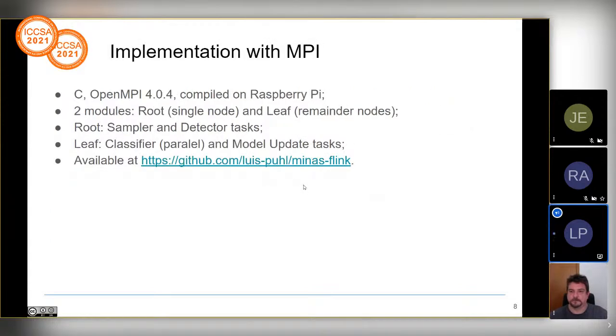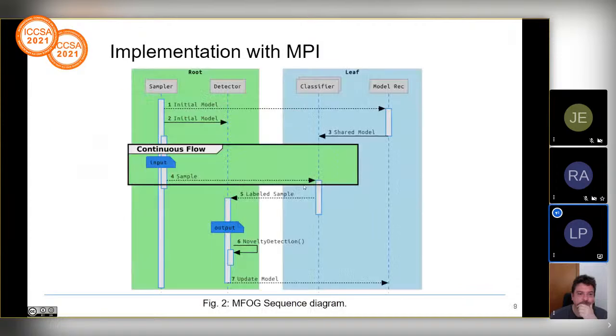Our implementation uses OpenMPI and is architected in 2 modules, root and leaf. One node runs the root module, and the remaining nodes in the cluster run the leaf module. The root module has 2 tasks, sampler and detector, while the leaf has the classifier and model receiver tasks. Following the sequencing diagram, input data is taken in by the sampler and distributed via round robin to each leaf, while the classifier task is run distributed on the leaf nodes.